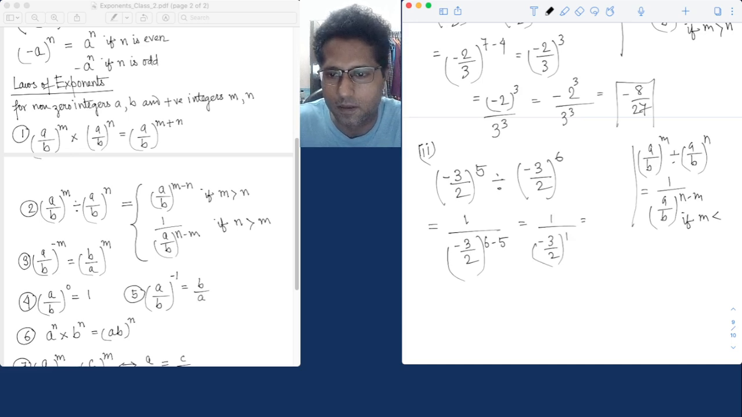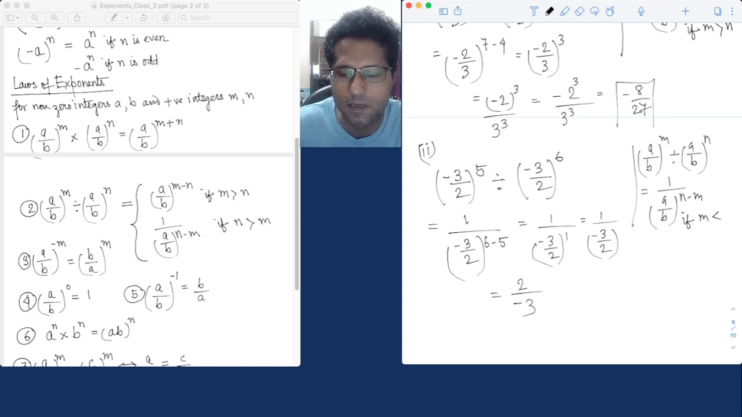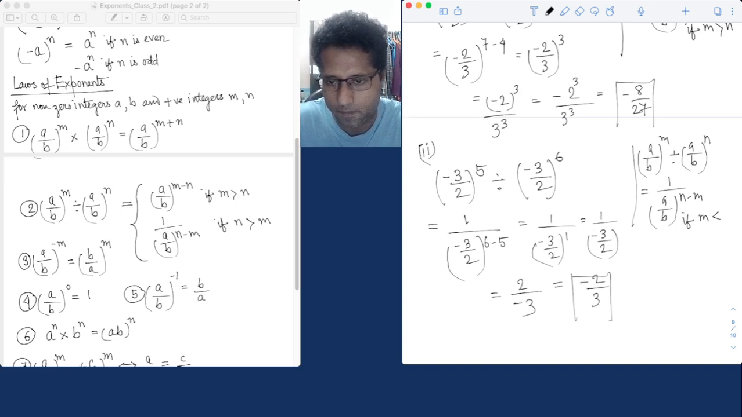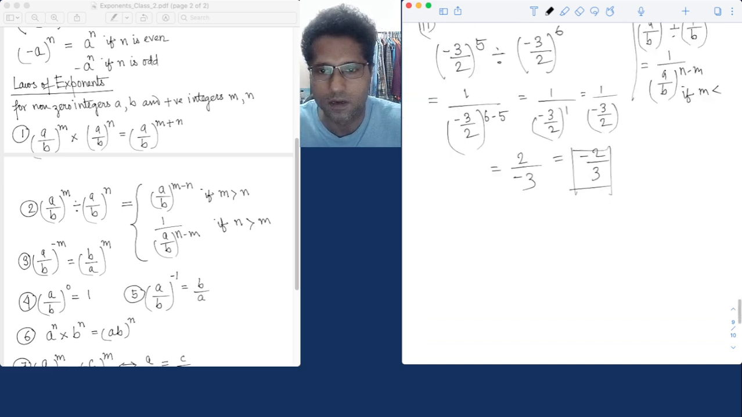This is nothing but 1 by minus 3 by 2, which is 2 by minus 3, and we have to make the denominator positive, so this becomes minus 2 by 3. So this is the answer.